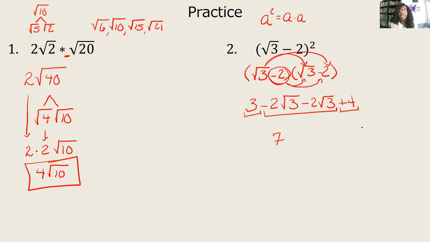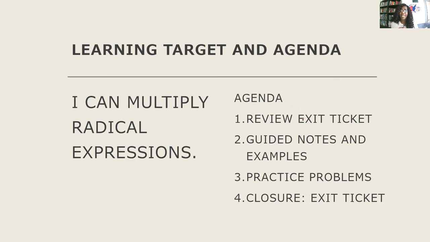This is not going to give you 0. The only way I can get 0 from this is if one is positive and one is negative, okay? Since they're both negative, you're basically adding them and keeping the sign. So that gives me negative 4 radical 3. Since everything is not like terms, this is my solution. All right? So hopefully you can basically say this: I can multiply radical expressions.